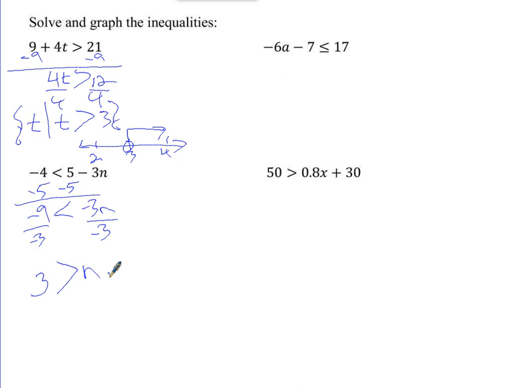I want to put that in set builder notation. Can we do that right now? No, it's in the wrong order, so we need to read backwards. Right now this says 3 is greater than n. I want to read backwards and say n is less than 3. Now it can be in set builder notation. And now we can graph it. 3 here, 2 here, 4 here. The dot will be open. And we're shading to the left. That's the correct answer.